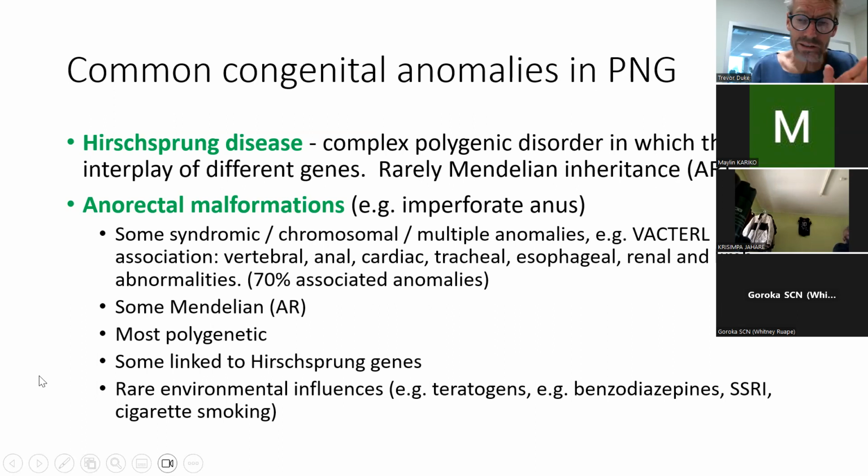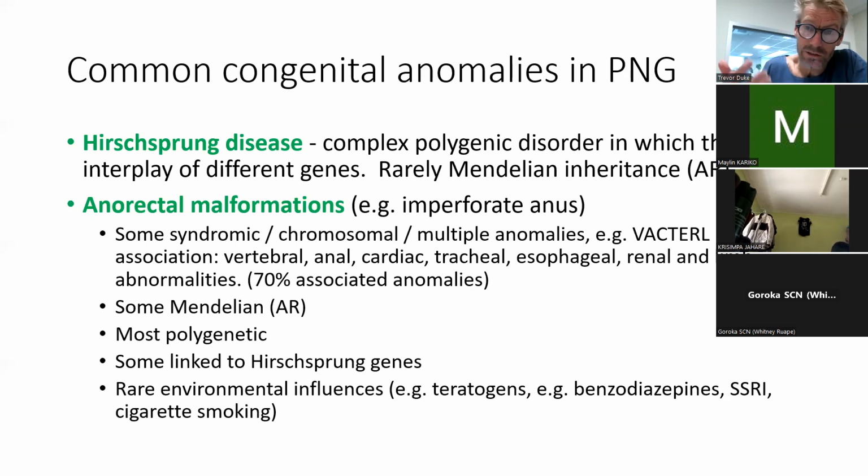So there are, as I say, teratogens involved with some of these anorectal malformations. There's some evidence that some drugs, some sedative drugs, if a mother takes them in pregnancy, or these newer medications called SSRIs, sometimes used for depression, or cigarette smoking in pregnancy, can lead to some genetic mutations that can lead to anorectal malformations. They're very rare.